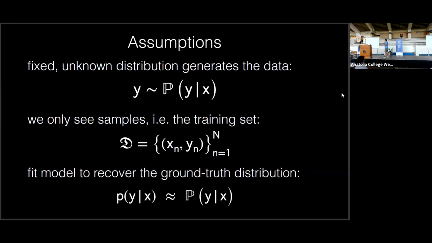And our goal is to fit a model to uncover this ground truth, right? We have some model p of y given x, we want to fit this to approximate this p double bar y given x. Right, this is just the task of predictive modeling in a nutshell.